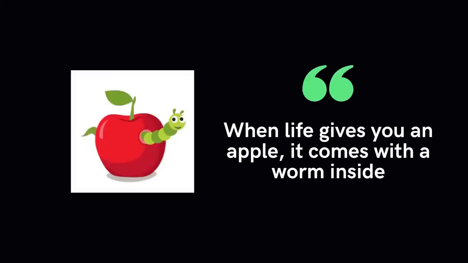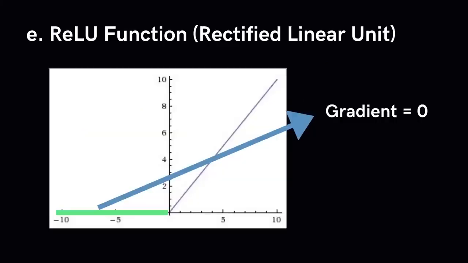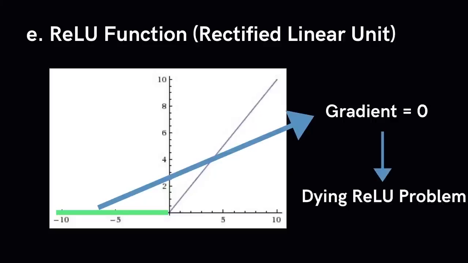But when life gives you an apple, it comes with a little worm inside. Because of that horizontal line in ReLU for negative values of x, the gradient is 0 in that region, which means that during backpropagation, the weights will not get adjusted during descent. This means that those neurons which go into that state will stop responding to variations in the error. Simply because the gradient is 0, nothing changes. This is called the dying ReLU problem. This problem can cause several neurons to just die and not respond, thus making a substantial part of the network passive, rather than what we want, active.